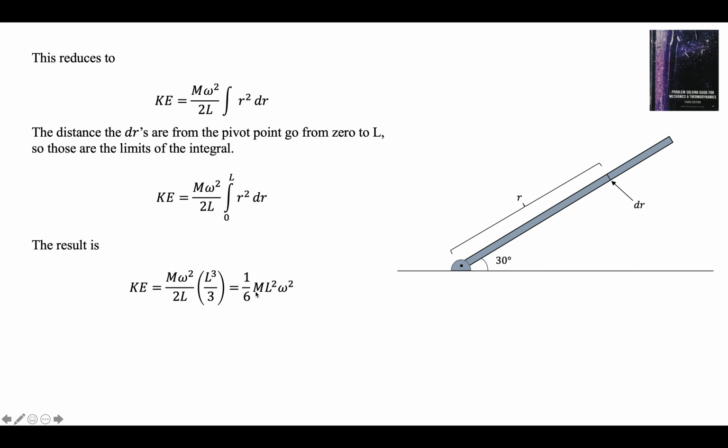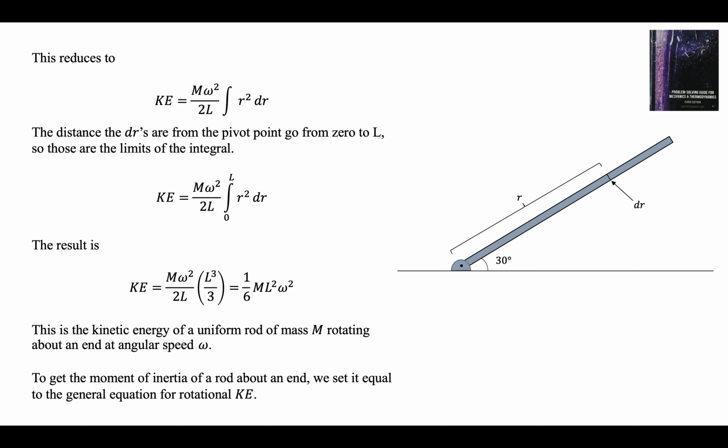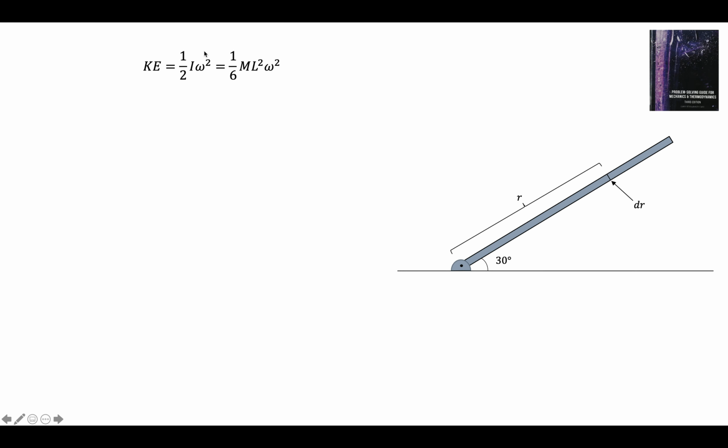This is the kinetic energy of a rod of mass M, length L, rotating with angular speed omega. We can't use 1/2 mv squared because they're moving different speeds. We've got to integrate. To get the moment of inertia, we set it equal to the general equation for rotational kinetic energy. We have this specific example of kinetic energy, a rod about an end. The general formula is 1/2 I omega squared. So we can pull the I out from this. We cancel the omegas, and we get that I is 1/3 ml squared. Moment of inertia of a rod about an end, 1/3 ml squared.